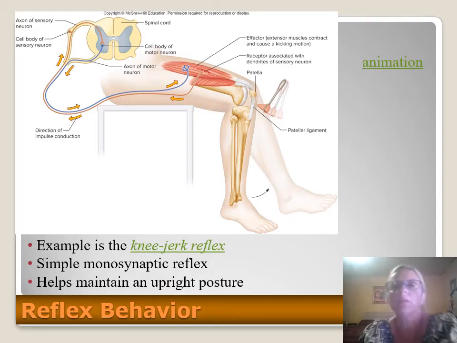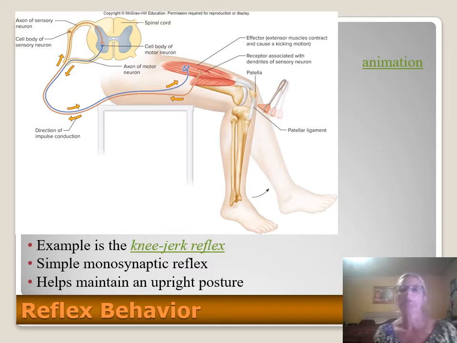So this is the patellar or knee jerk reflex, and this is an example of a simple reflex, and this is something your doctor does to test and see if your nervous system is working correctly. All right, and again, this is a simple one. It's only got two neurons. There's not even an interneuron here in this picture.